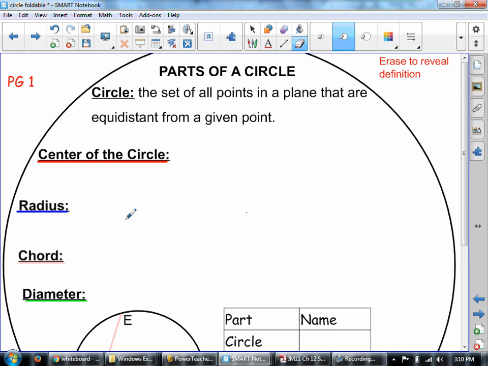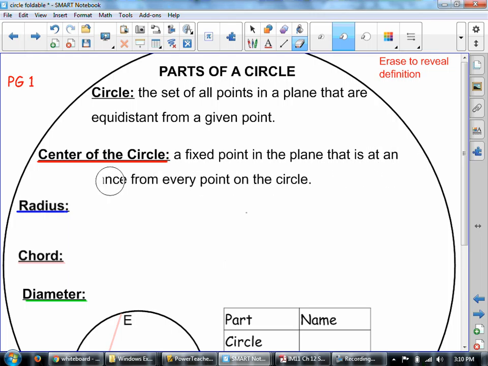A circle is a set of points in a plane that are equidistant from the given point. The given point is what we call the center of a circle. The center of the circle is a fixed point in the plane that is an equal distance from every point on the circle. That means from that center point, if we were to put our point of our compass, we would trace every single point that is on the circle. Now it's important to remember that the center of the circle is not a point on the circle.